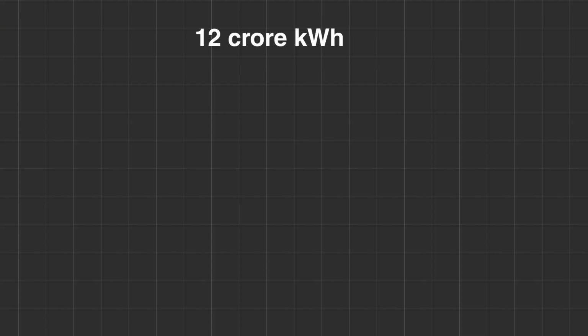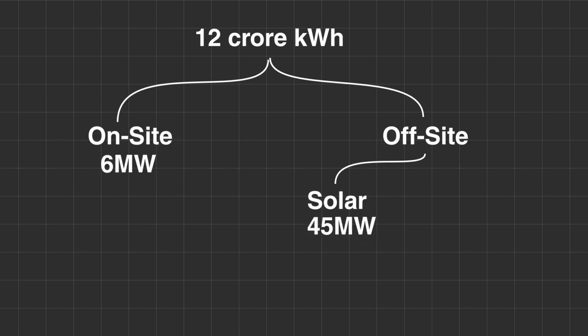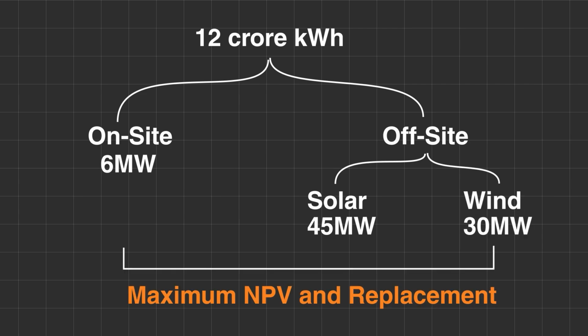For example, let's say in this case, for this CFO to replace these 16 crore units, he figured out, let's say, 12 crore units are replaceable. It requires, let's say, on-site capacity of 6 megawatt, off-site capacity of, let's say, solar of 45 megawatt and wind of 30 megawatt, and he is getting the maximum NPV and maximum replacement. That becomes the decision matrix, and that becomes the right place for him to achieve the renewable energy goals and reduce the PAT.